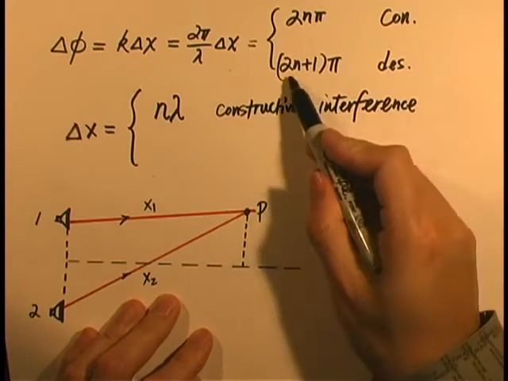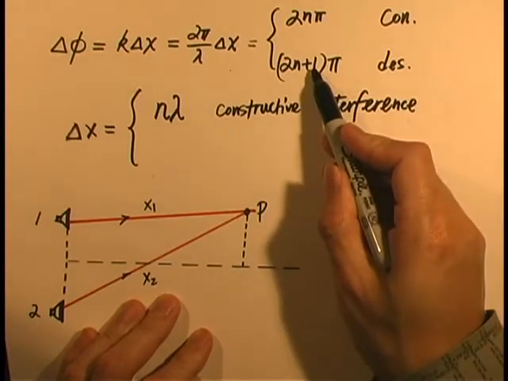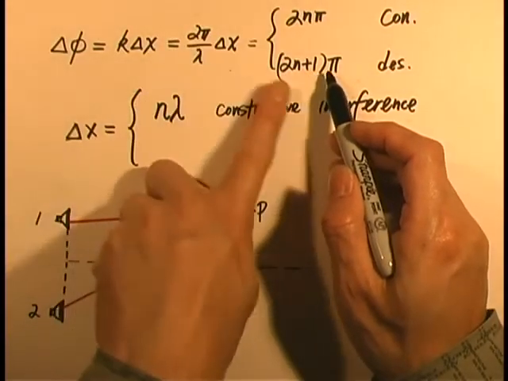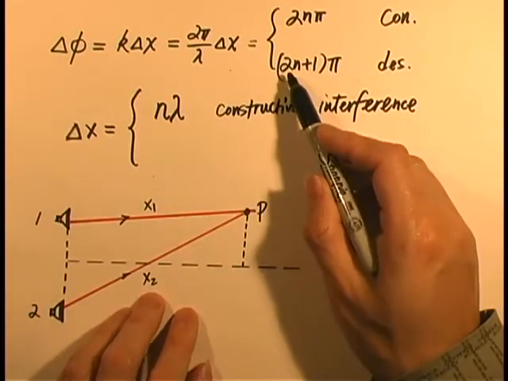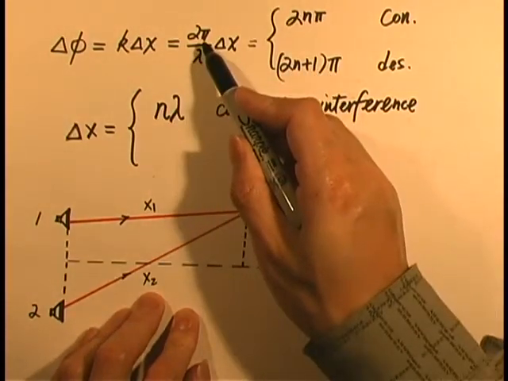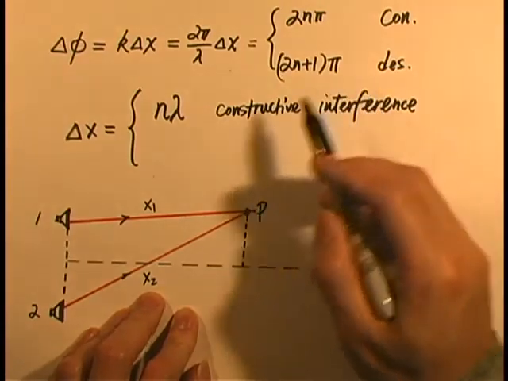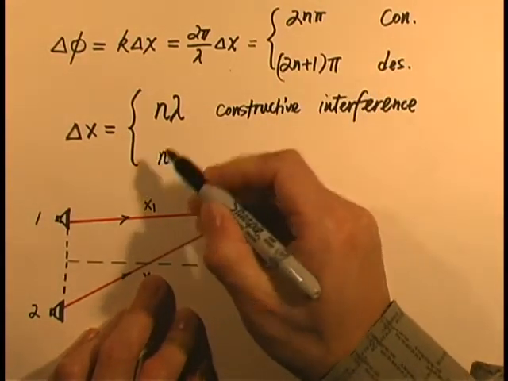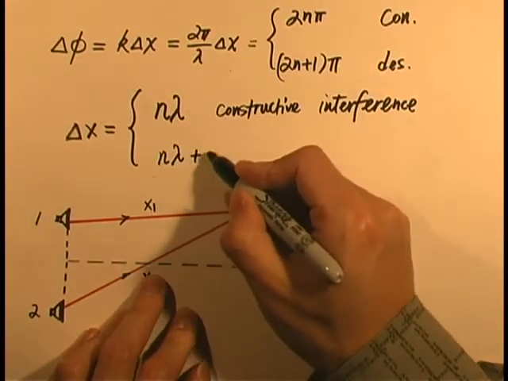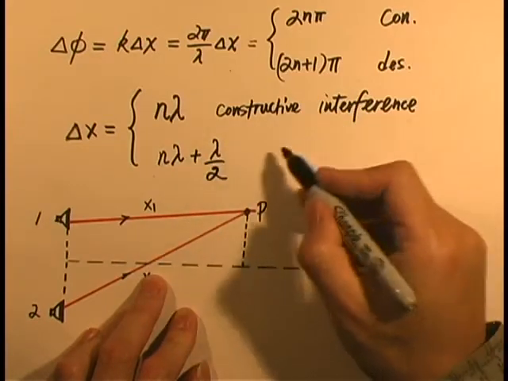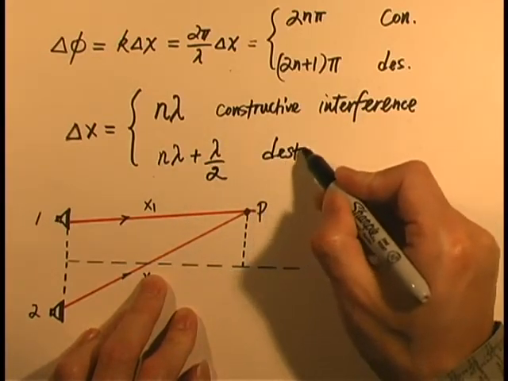What about (2n plus 1) pi? Here what you need to do is move that 2 pi down here, and then you have (2n plus 1) divided by 2, and the pi and pi cancel. So what you have here is n lambda plus half a lambda. That is the condition for destructive interference.